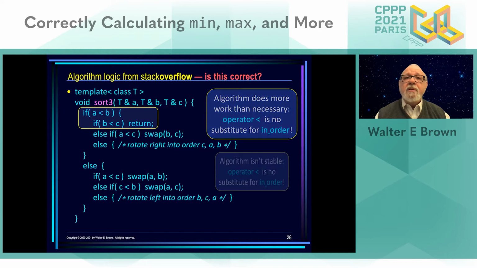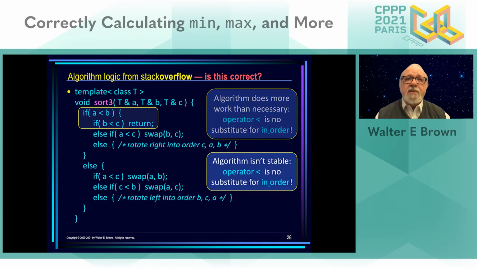Further, it's clear that this algorithm is not stable. When they're all equal, we go out of our way to do some work that we don't need to do. Things that were in a certain order will not be in that order any longer. So this is non-stable.